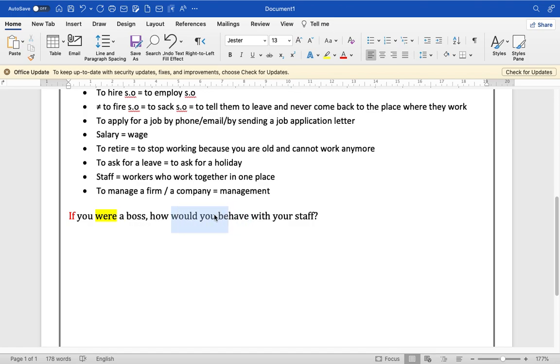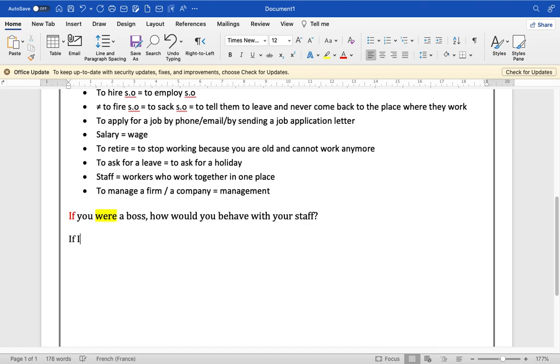So how would you imagine you were a boss? Suppose you were a boss. How would you behave with your staff? So to answer this type of sentence, which usually comes as a question at the end of the reading comprehension, asking you about your own opinion, or asking you to react to the story in the text in the exam, you may answer it as follows.